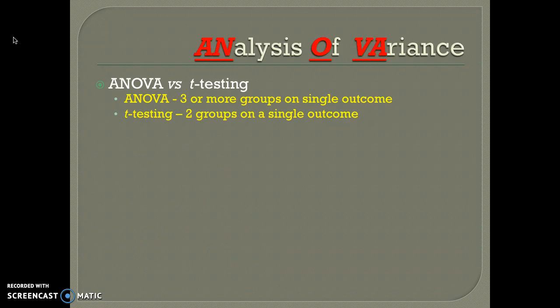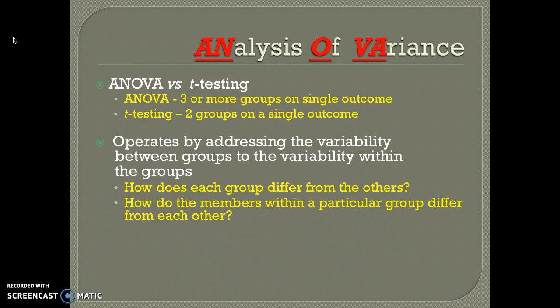Both ANOVA and t-testing have the ability to compare treatment and population groups. However, the ANOVA can compare more than two groups simultaneously, thus allowing greater flexibility in design. With t-tests, you're stuck with two groups and one outcome. ANOVA calculations compare the variability between groups to the variability within groups. In other words, how does each group differ from the others, and how do the members within one group differ from each other?